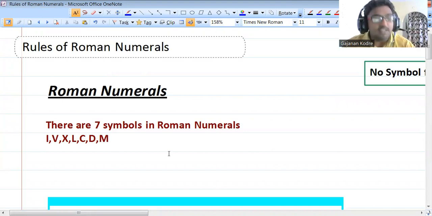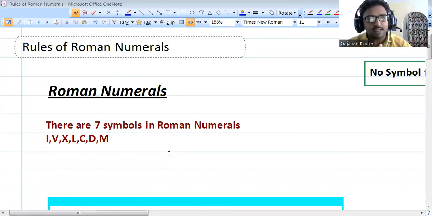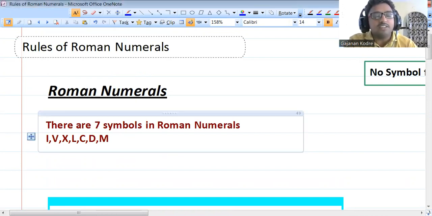So yes, everyone. Basically, there are 7 symbols in Roman numerals. That is I, V, X, L, C, D, and M. If you remember this in this sequence, it will be easy for you, for using the tricks which I'm going to share in today's video. So IVXLCDM, if you can repeat it again and again and remember it this way, it will be helpful for you.